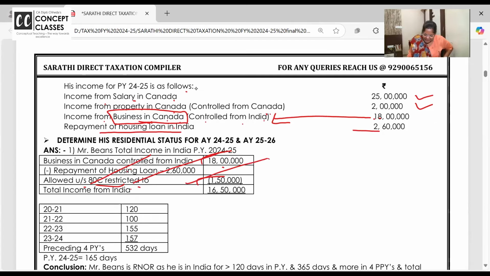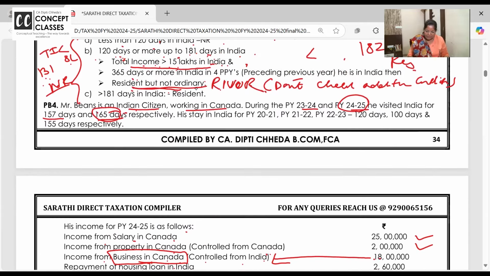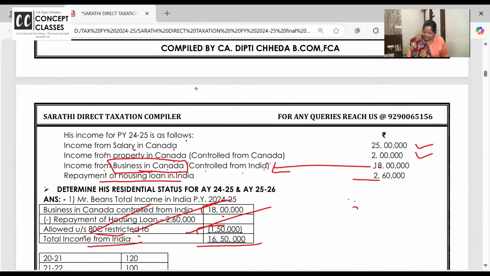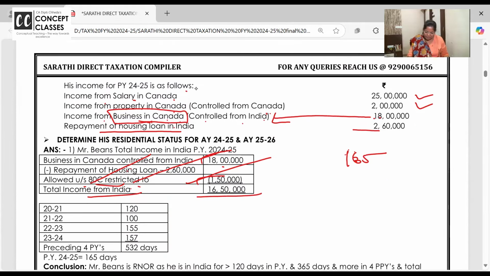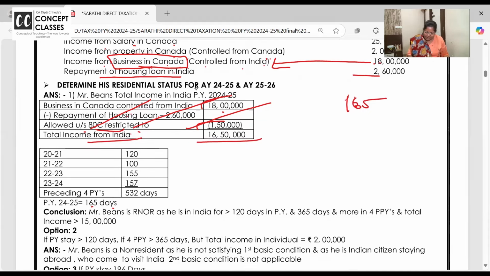If you don't understand anything, you can leave it now without any moderation. Just say how much is the total income in India? 16,50,000, over and out. And how many days is he present in India? Yes, look, Mr. Beans, how many days is he in India? 165 days in 24-25. Yeah, he is resident and ordinary resident, but not ordinary resident.